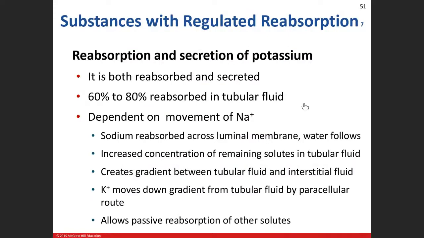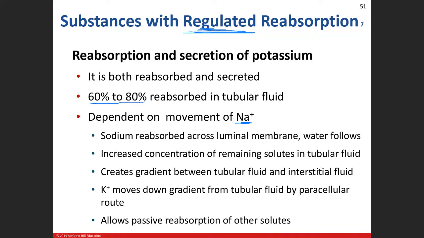So we talked about sodium resorption and water. Now we're going to talk about potassium. This is another process that is regulated resorption. We're going to see how potassium is resorbed and how it's secreted, because it undergoes both of these processes. It's a wide range, but 60 to 80% is resorbed from the tubular fluid. And a big player in this, and what determines whether potassium is going to be resorbed or secreted, is sodium.